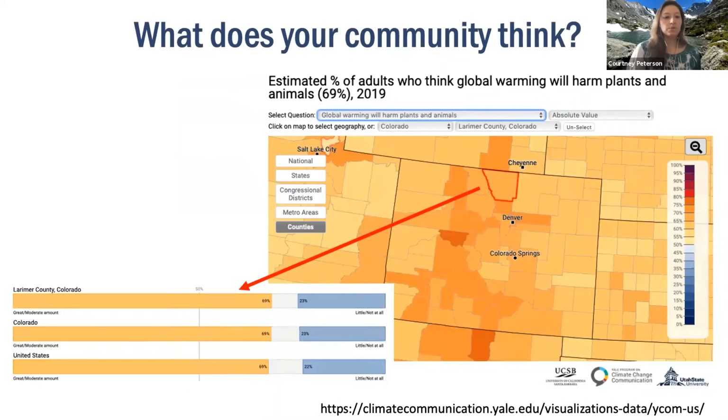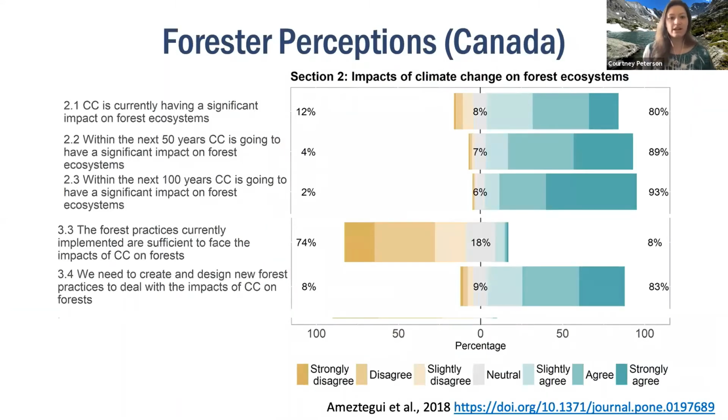And so these maps are great because you can narrow down to the county level, and you can compare your county to the state to the national level and really look at what some of those perceptions and beliefs and behaviors are when it comes to thinking about climate change. And so this is just a great tool to get to know some of the different audiences within your county to have a better idea of what their perceptions are about climate change. There was also a study that was done in Canada looking at foresters' perceptions of climate change in 2018.